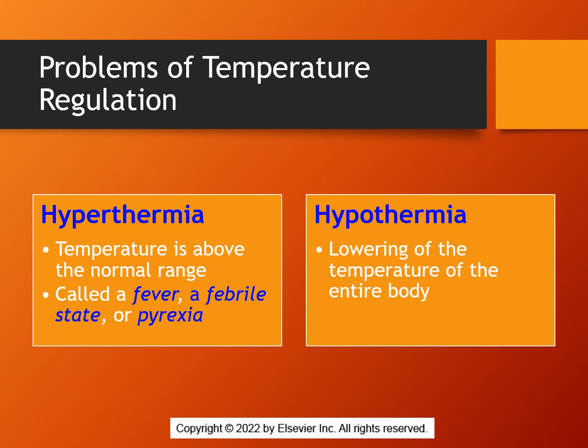There we go. Okay, so you can have hyperthermia. Remember, that's high thermia, high temperature, so temperature is above the normal range. That's called fever, or febrile, or pyrexia. We tend to call it febrile, more than anything else. If somebody is febrile, that means they have a fever. Hypothermia means the temperature is low, and that could typically be somebody that goes outside in very cold weather and they're stuck outside, then they could have hypothermia.